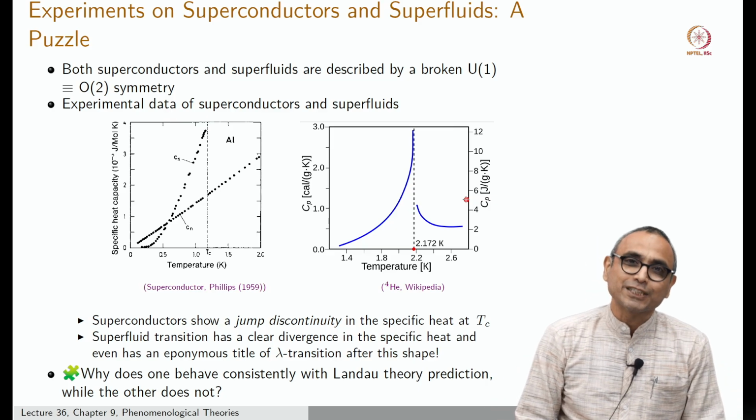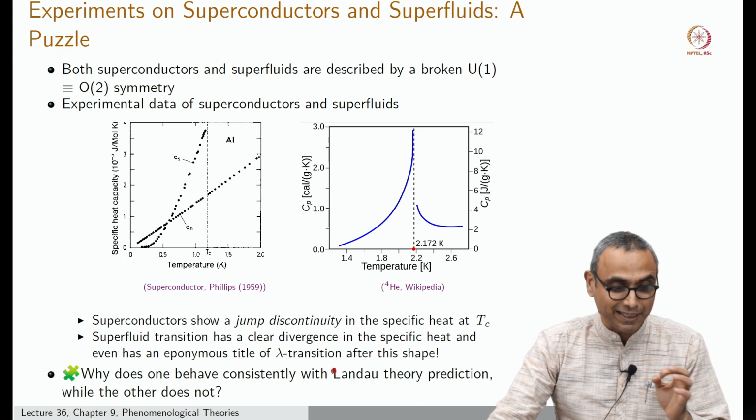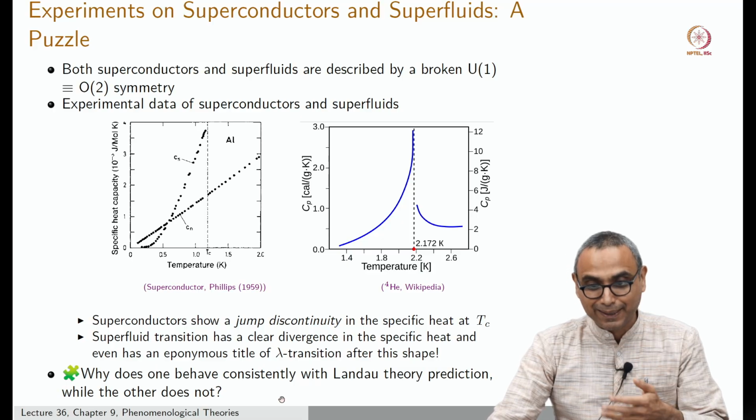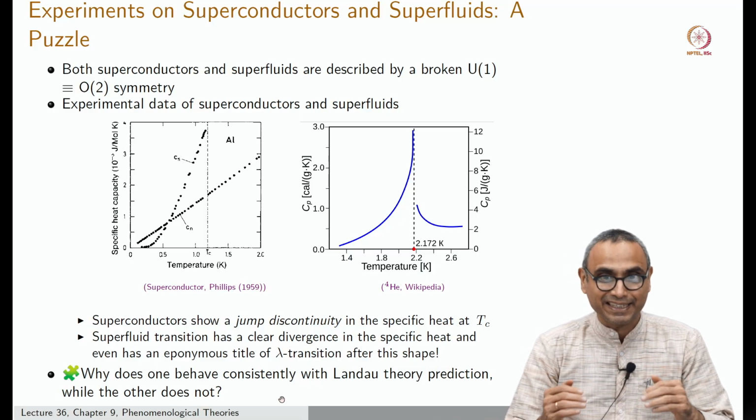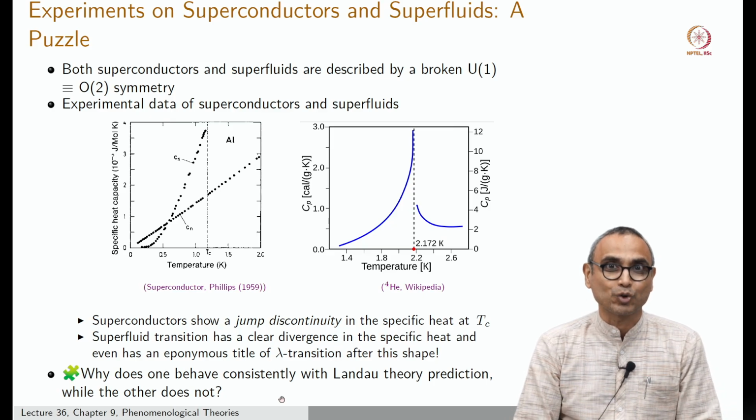So the natural question to ask is, why does the superconductor behave so close to Landau theory predictions and the other does not, and it seems to have some critical features, right? It has some divergence in specific heat and so on. So why is this difference showing up?